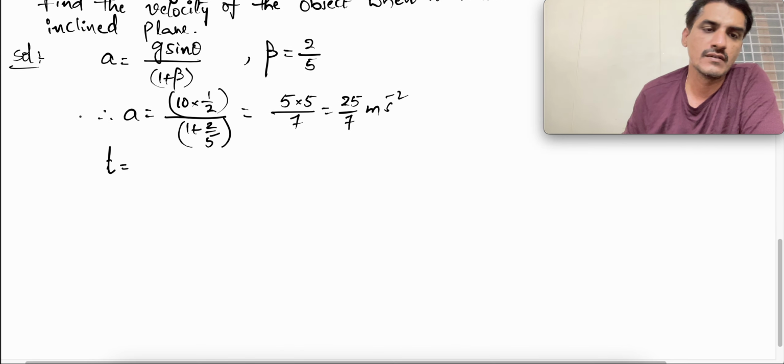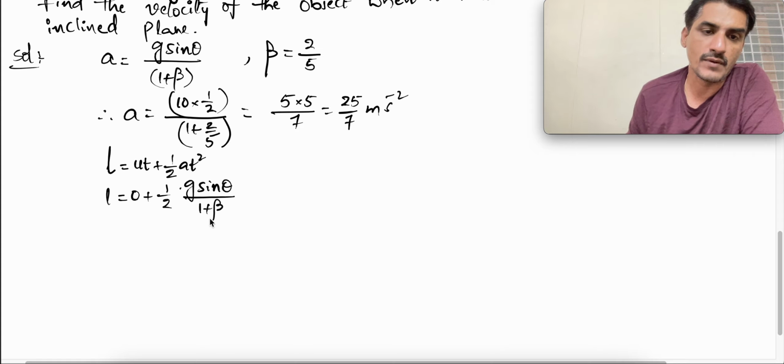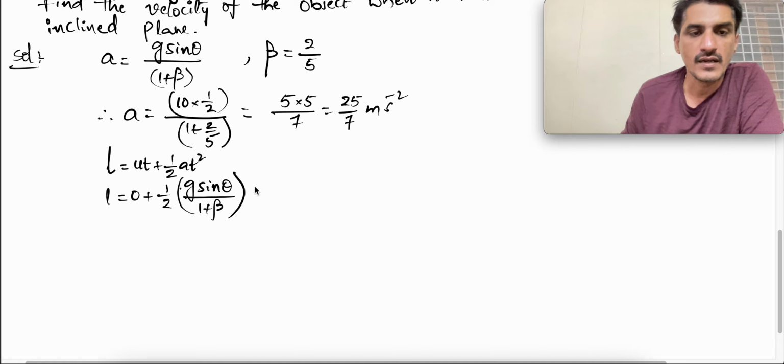L is equal to ut plus half a t square. What is L here? L is only 1 meter, which is equal to u value 0 plus half into a, and a is g sine theta by 1 plus beta, into t square. Sorry, what are we finding here? Time we are finding out, right? Okay, let us find the time, no problem.